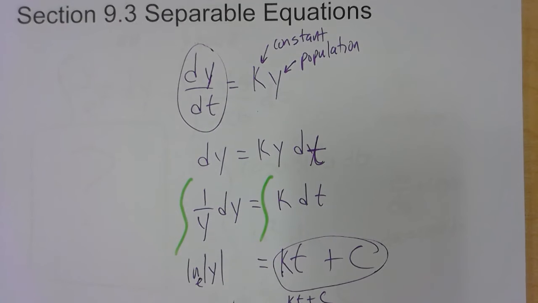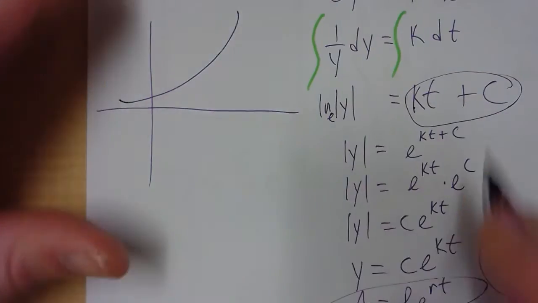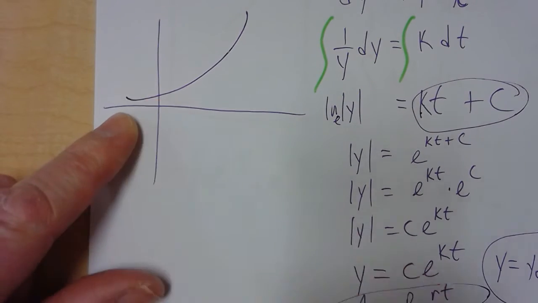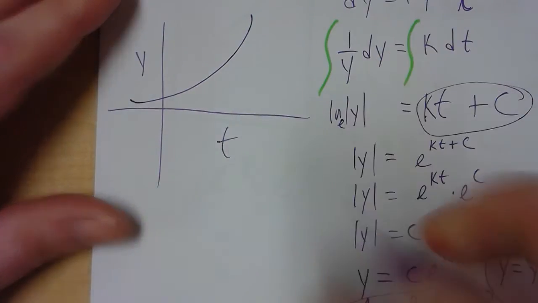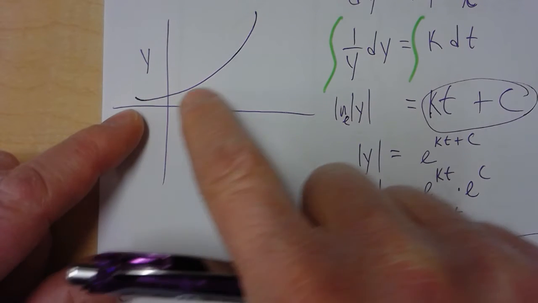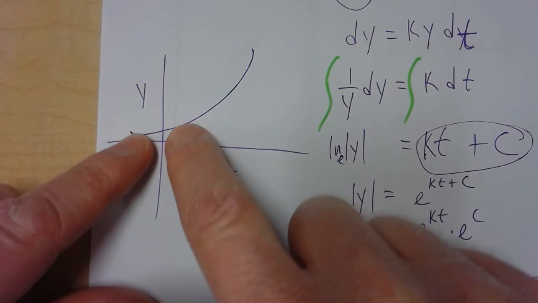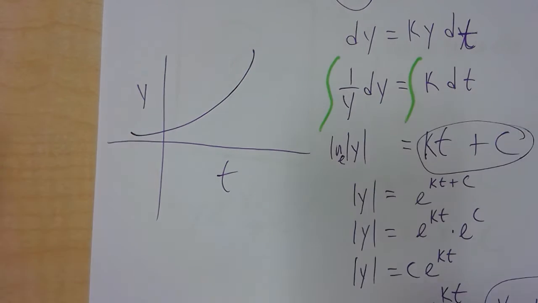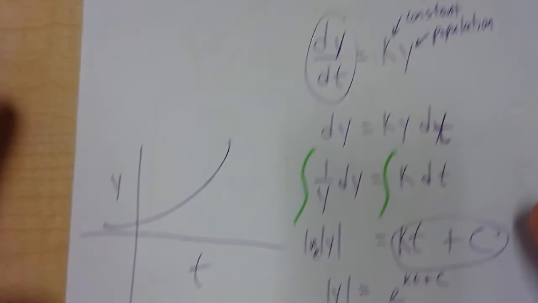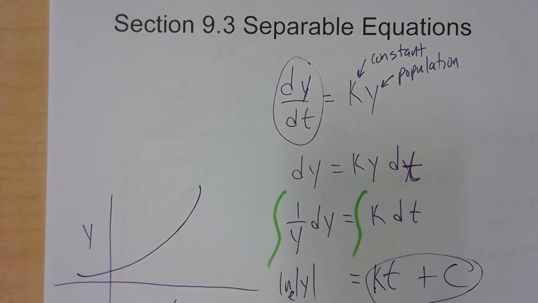The instantaneous rate of change of the population is proportional to the population. Well, this is just exponential growth, right? So if you make a graph of it, y is your population and t is your time. If you have low population, you have low change. The rate of change is low. But when you have a bigger population, the rate of change is bigger. So hence the instantaneous rate of change of the population is proportional to the population.